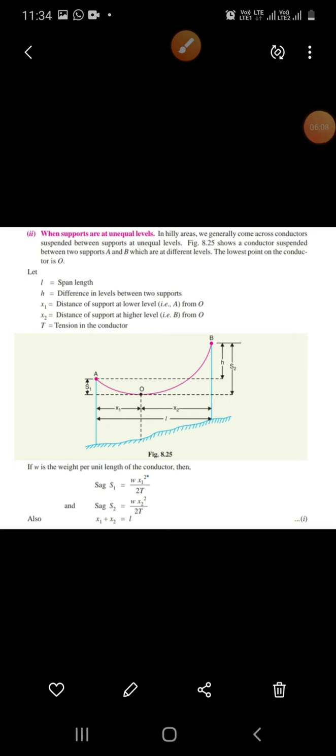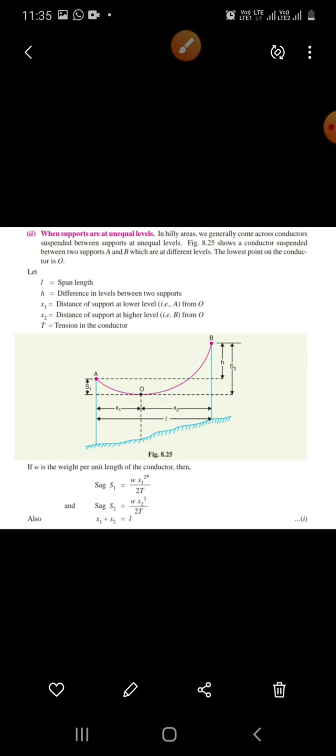Now we have to calculate the sag when the supports are at unequal levels. See the diagram. In hilly areas we generally come across conductors suspended between supports at unequal levels. The figure shows a conductor suspended between two supports A and B, which are at different levels. The lowest point on the conductor is O.